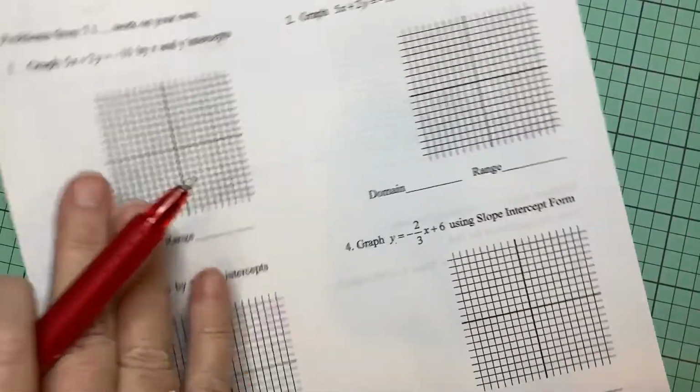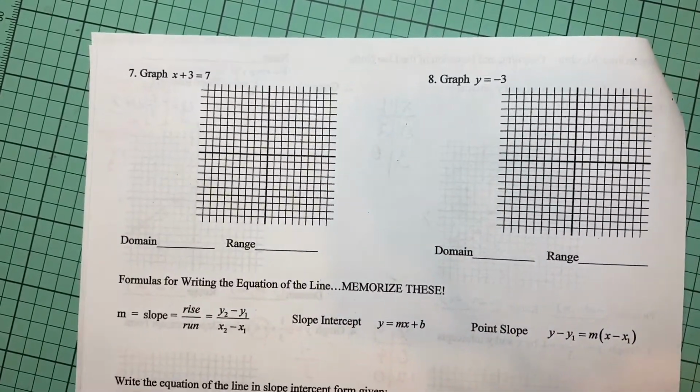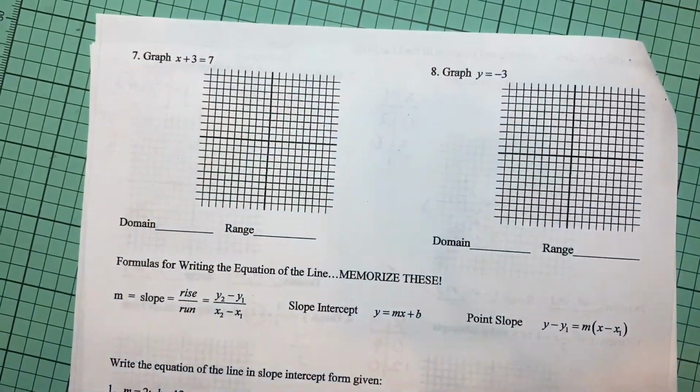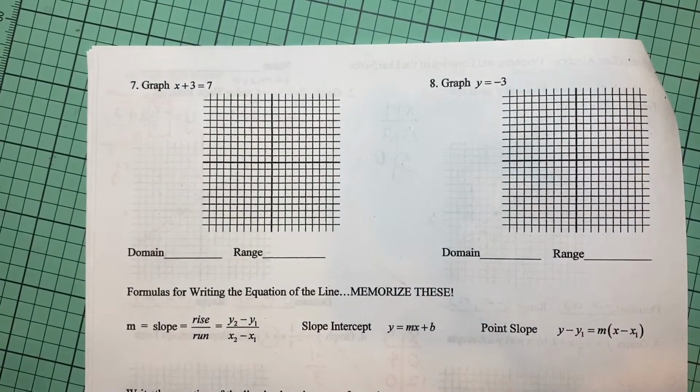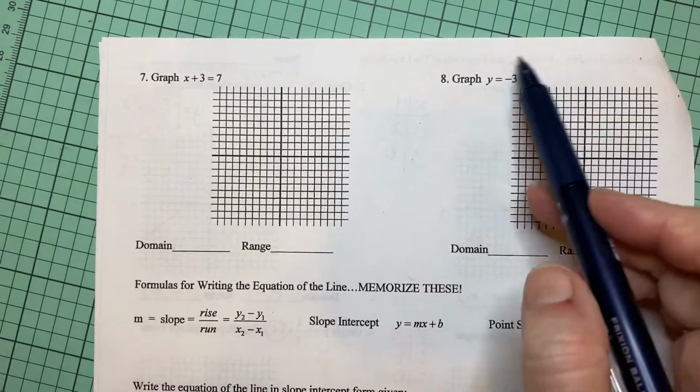Let's turn the page, and now let's look at these on the back. These are two other special cases. These are actually the easier ones, and most people don't miss these at all. Let's graph this first one first, because this one's already in form.